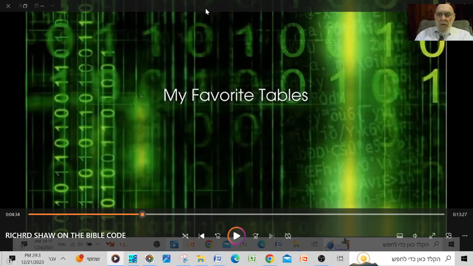What we are going to see now are the favorite tables of Richard Shaw. I think it's very interesting to follow this and see how he explains, beautifully really, the meaning of the Bible code that he shows.